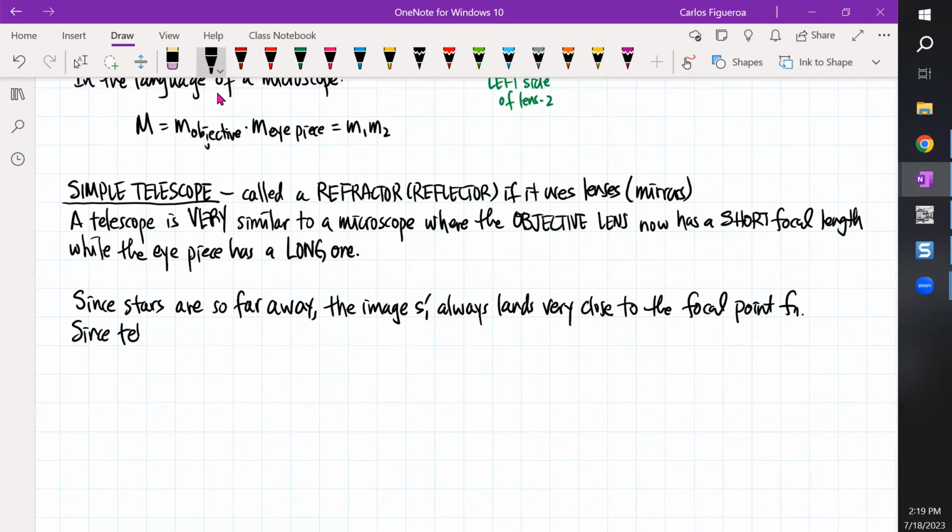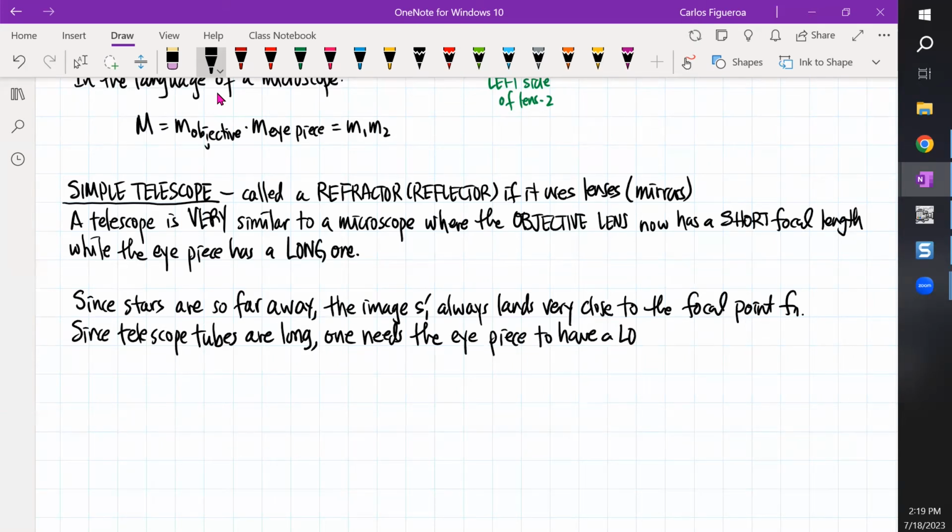Since telescope tubes are long, one needs the eyepiece to have a long focal point.